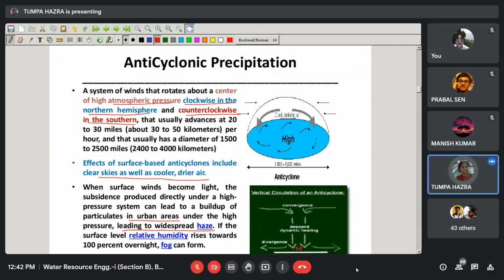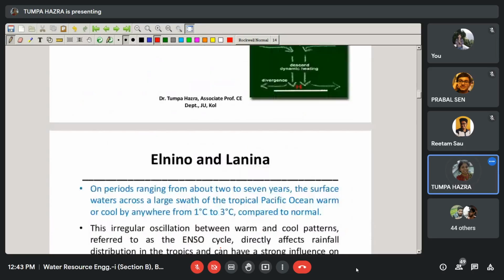And sometimes at night time fog can form. Here the wind speed is moderate, and generally the situation becomes cloudy, but rainfall is not very likely. But sometimes precipitation conditions will occur if relative humidity rises towards the saturation point. So this is anticyclonic precipitation.